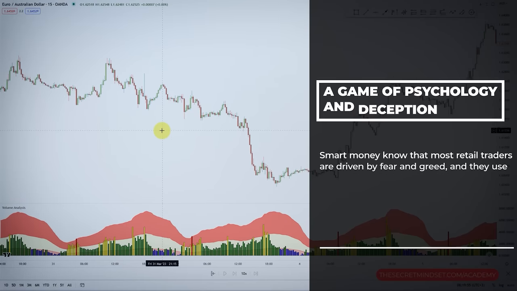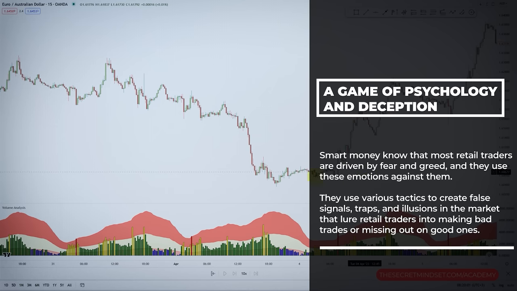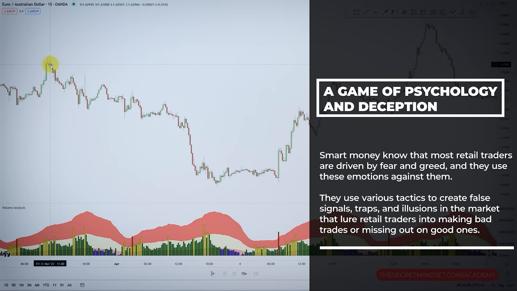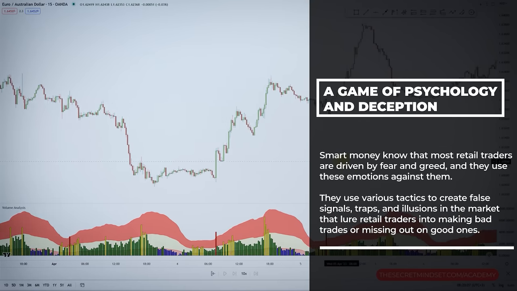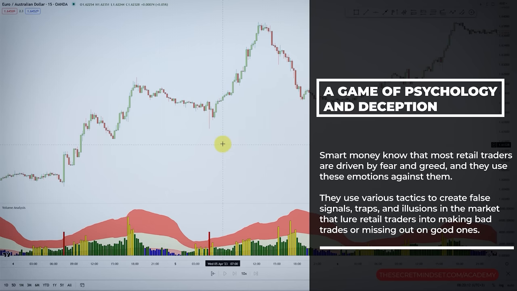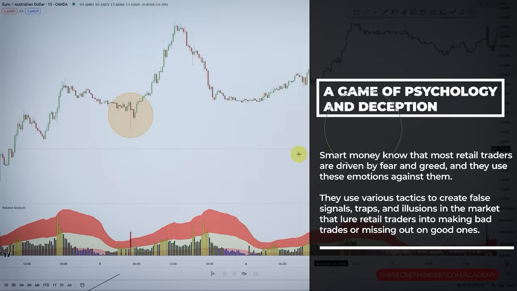Smart money knows that the market is a game of psychology and deception. They know that most retail traders are driven by fear and greed, and they use these emotions against them. They use various tactics to create false signals, traps, and illusions in the market that lure retail traders into making bad trades or missing out on good ones. You already know their tactics very well. You were the victim of those tactics on many occasions.